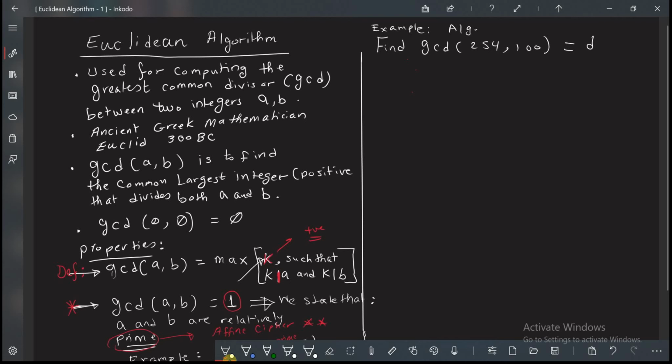In using the Euclidean algorithm, we are going to denote the largest as A. So this is the largest number here. This is going to be A, and this is going to be B. We are going to transform this into linear equations. So we are going to express the largest integer, which is A, in terms of B.